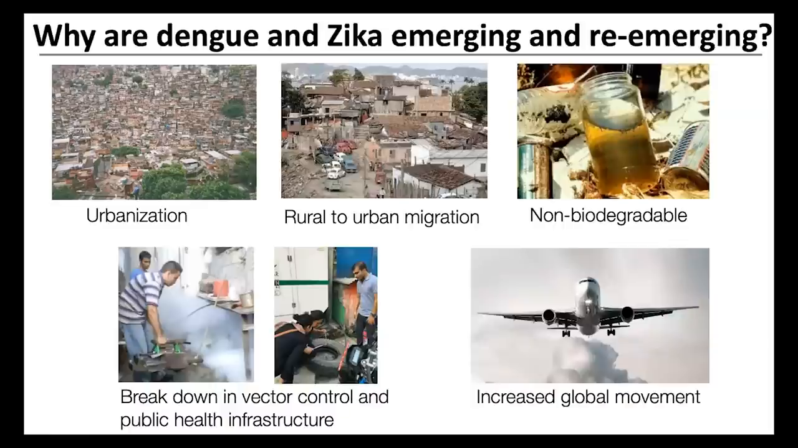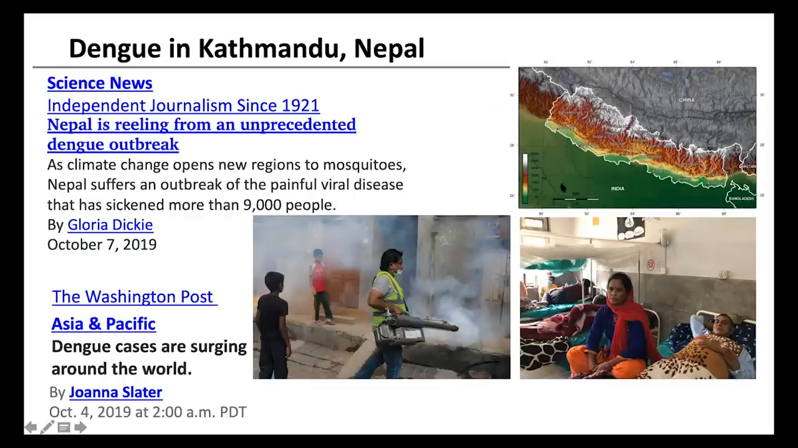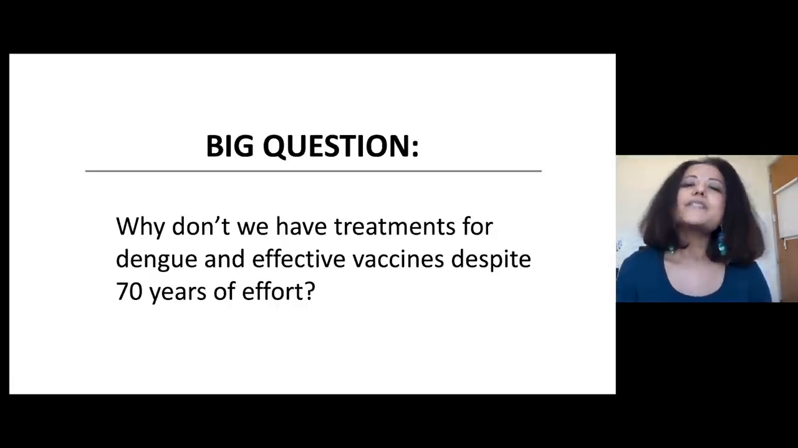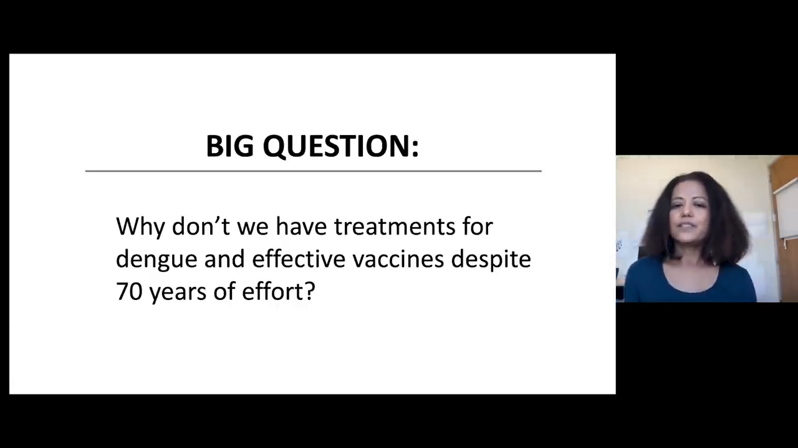And in this day and age, we can be here in San Diego, and in less than 24 hours, we can be in completely different parts of the world, thanks to this global movement. So it's not a surprise. Now, in 2019-2020, we're hearing that countries like Nepal, which people typically think of as a Himalayan country, now have to deal with dengue.